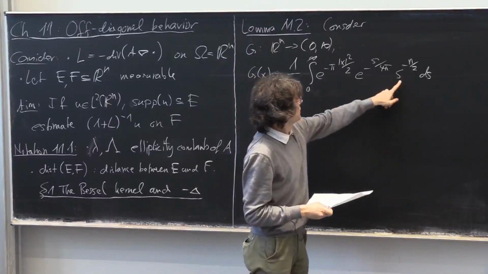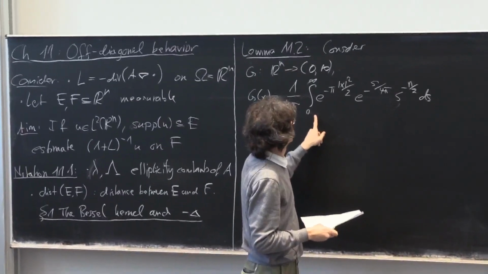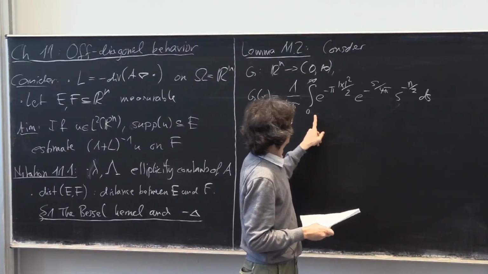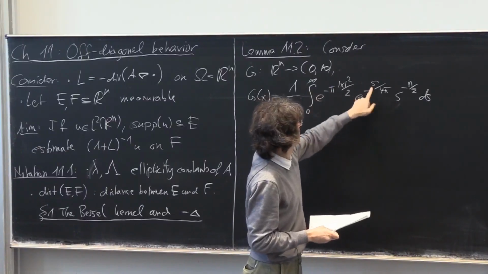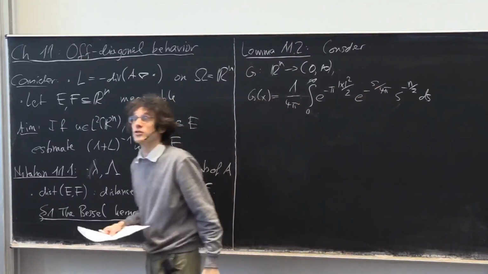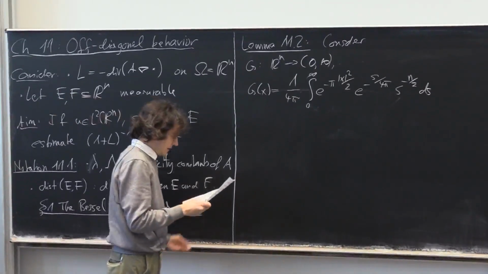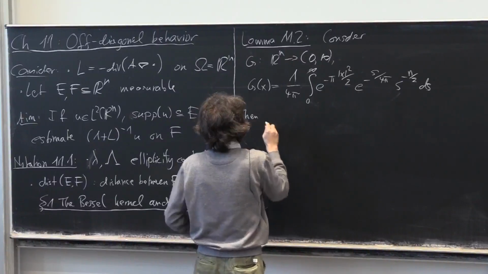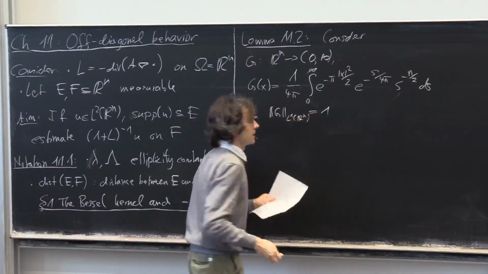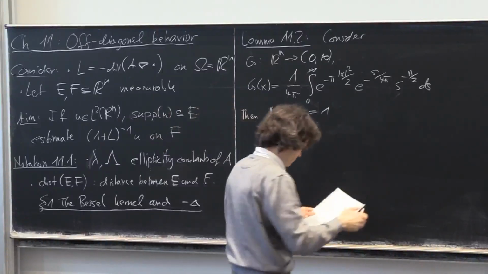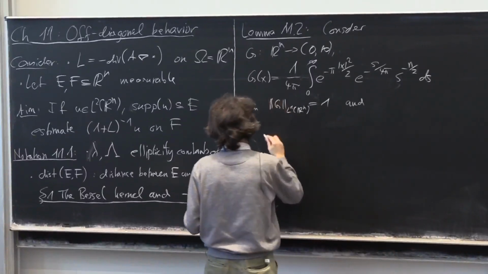So there is a singularity in 0 which is good enough to be integrable, and there is a singularity for s going to infinity, but you have this negative exponential here which makes it absolutely convergent. And the claim is that this function has an L infinity norm that is exactly 1. That's why we have the 1 over 4 pi in the beginning. And that this is the integral kernel for the resolvent of the Laplace operator.